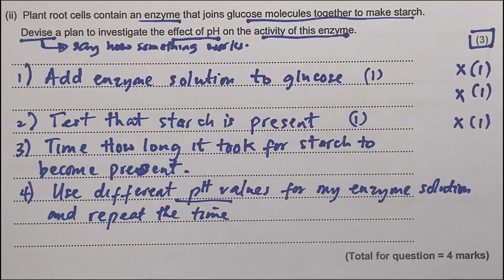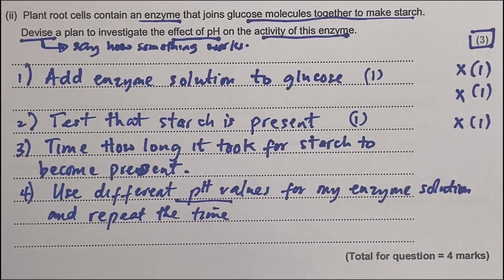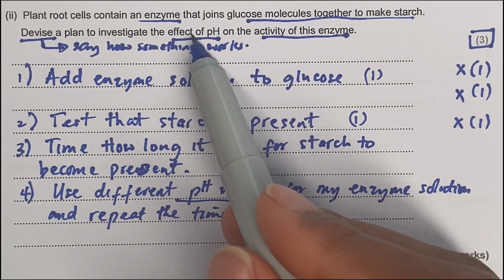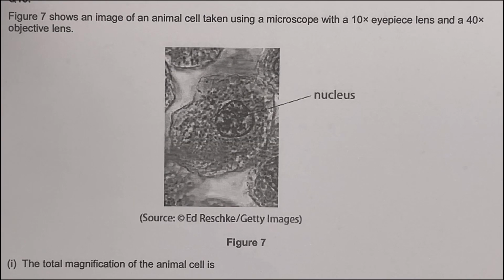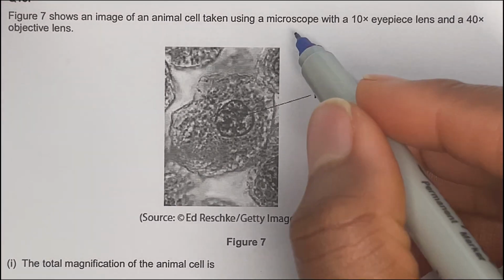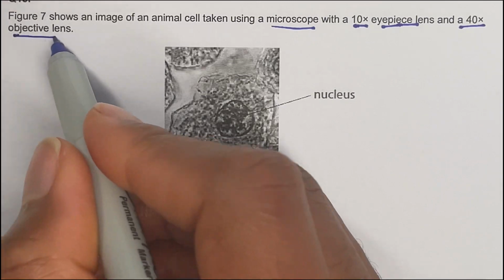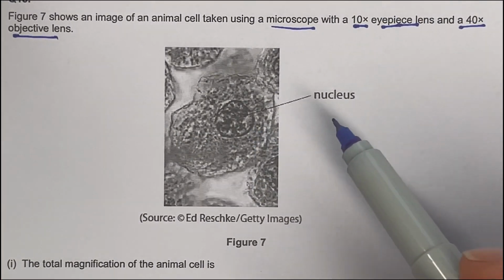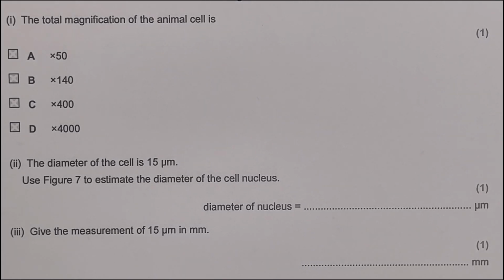Is the starch being produced faster if I use a higher pH value, or is it slowing down at a lower pH value? That is what I'm gonna need to find out. That's what I mean by what is the effect of pH on the activity of enzyme. Figure 7 shows an image of an animal cell taken using a microscope with a 10 times eyepiece lens and a 40 times objective lens. Okay, that is the image. That's the nucleus. Question 1. The total magnification of the animal cell is, for 1 mark.